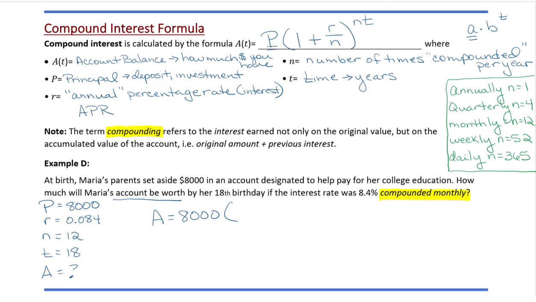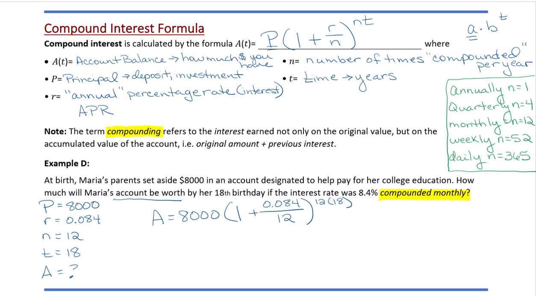So we start with $8,000, and we have 1, which is 100% of the original, plus our interest rate. This is our annual interest rate. But notice we're dividing it by 12 because we do not get the entire 8.4% every month. That is our annual percentage rate. So we divide it by 12, so we get a portion of it every month. And then in our exponent, we have our N of 12 times 18. So it's in there for 18 years, but it gets interest 12 times every year, which is why we multiply the N times the T.